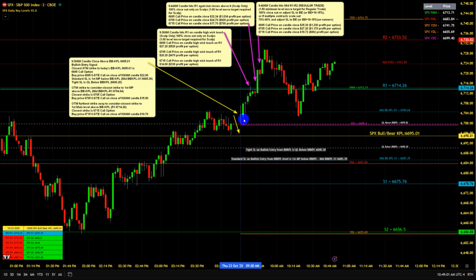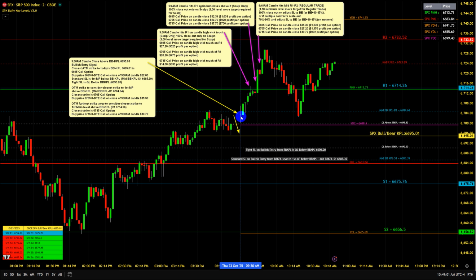Okay, so on this 9:30 open we have right here for today's session, as you can see, this candle opened above the bull bear key price level, and it also, most importantly, closed above the bull bear key price level. We're on a 2-minute chart, which is the recommended time frame for this particular strategy, which is buying calls on bullish entry signals or buying puts on bearish entry signals, depending on what level that we're trading.